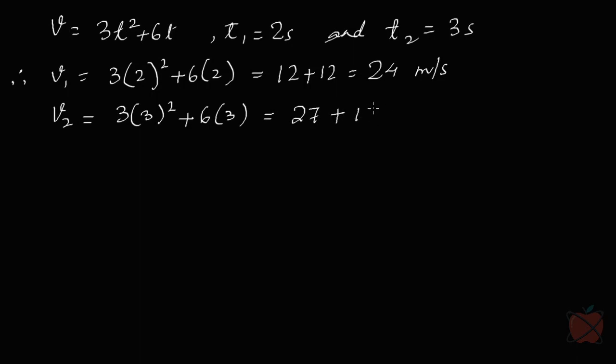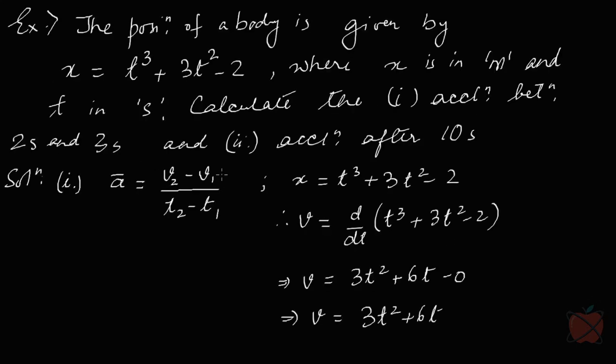Plus 6 3s are 18. So we have 14, 15 here, 2, 3, 4. 45 meter per second. Let me check. So 14, 15, 5, then 2, 3, 4. Okay. So therefore, average acceleration, let's put back in this formula that we have written here.